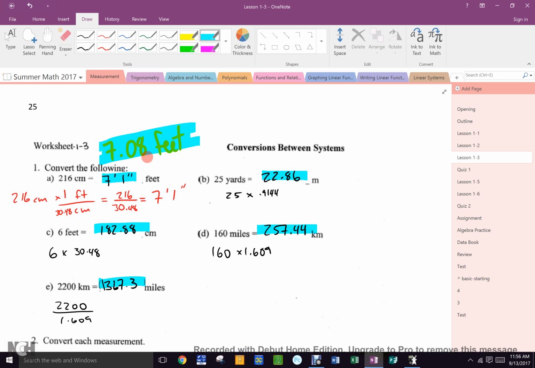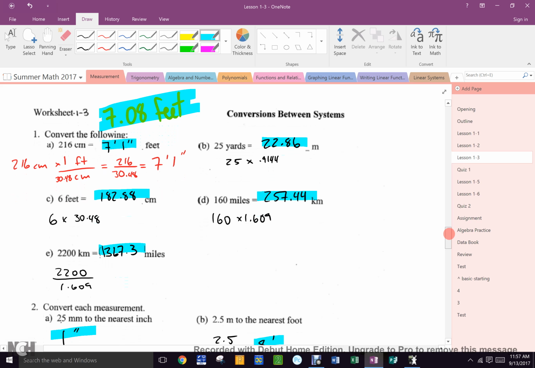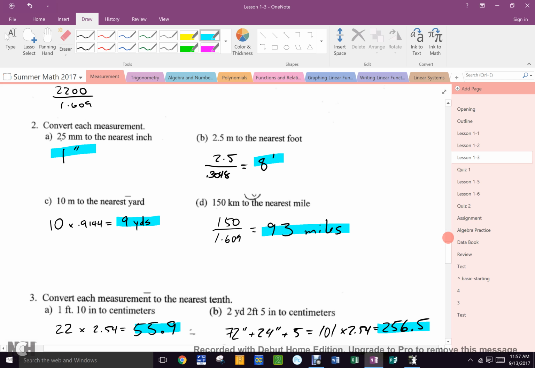But remember, what is important here? Reasonableness of your answer, right? You know kilometers are shorter than miles. So if you have a measurement in miles, your conversion to kilometers must end up a bigger number, right? Sim sim salabim. There's number 2.